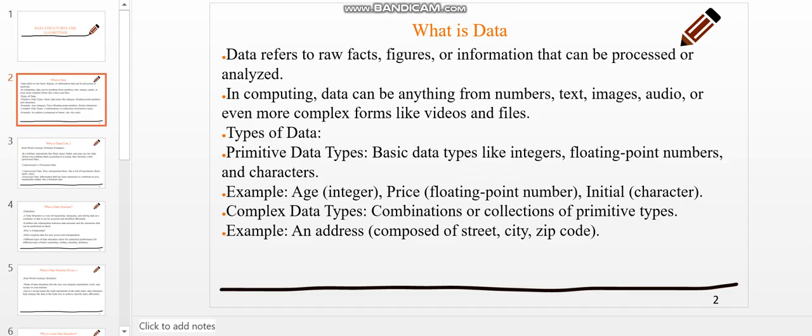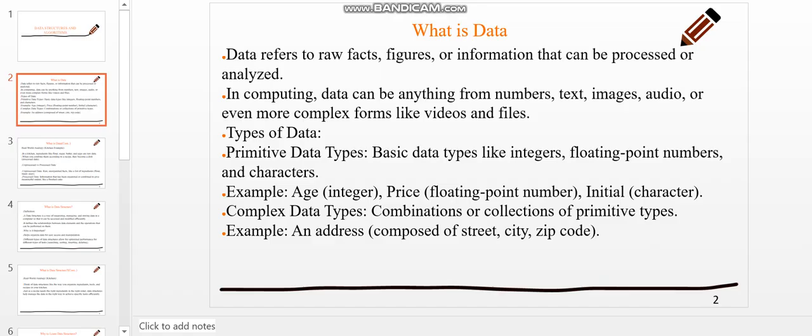So first of all, let's understand what is data. So data refers to raw facts, figures or information that can be processed or analyzed. So as you are using many applications, mobile applications or your desktop applications, everything that is being exchanged, used in these applications is nothing but data. So you are forwarding or exchanging the data, the videos, the images, the text, everything is data.